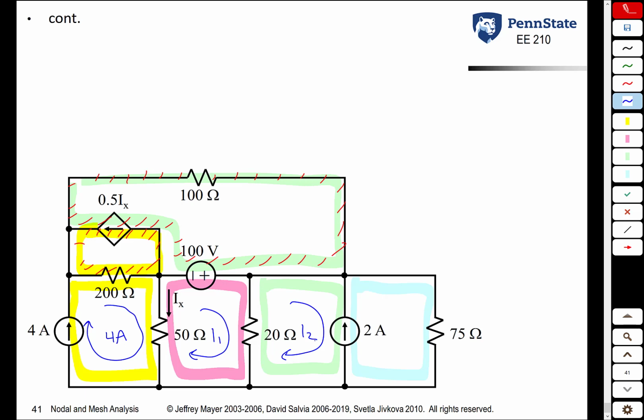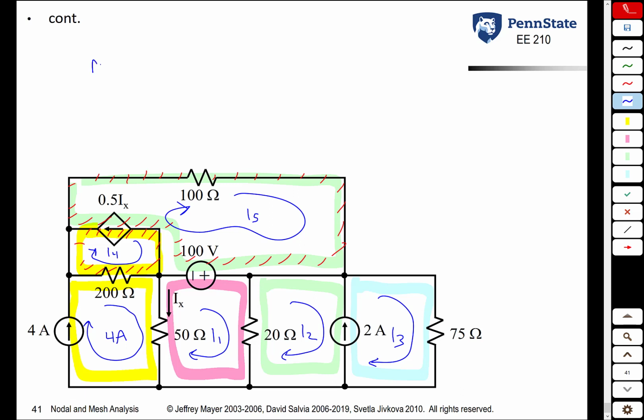Same thing with the blue mesh. Do you know the current? Nope. Variable, make it I3. The yellow mesh with the red tick marks, do you know its current? No, there's a current source, but it's an interior current source, so you do not know the current, so it's a variable I4. Finally, the green mesh with the red tick marks, do you know its current? No, it is an interior branch current source, so it's a variable itself, and that's going to be I5.